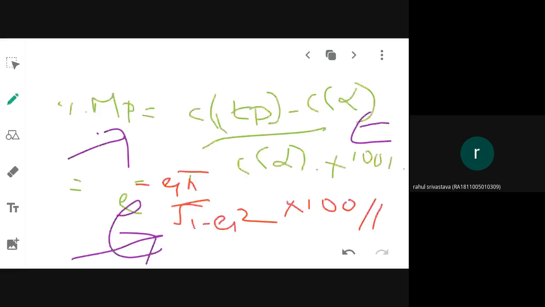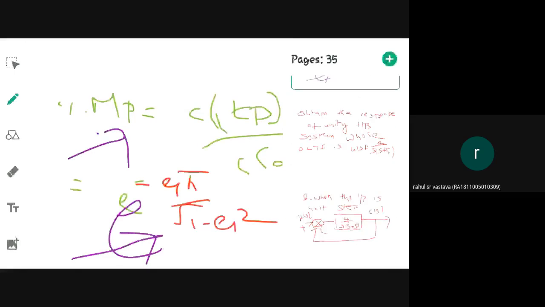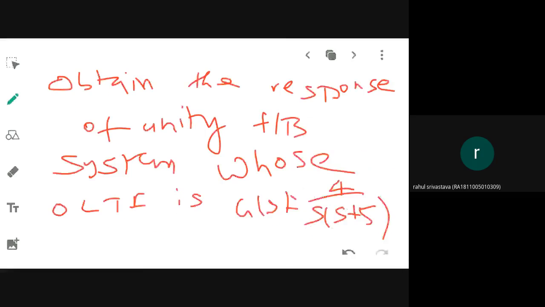Now we will solve the problem. Take down the problem. You are to obtain the response of a unity feedback system whose open loop transfer function is G of s equal to 4 divided by s into s plus 5. I will show the figure also.